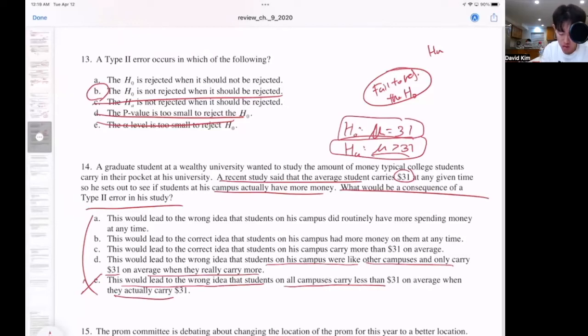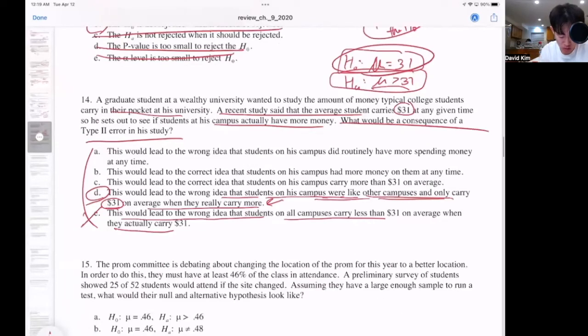Campus carry more than the study amount. According to the recent study, the average student carries $31. So this will lead to a wrong idea, right? A wrong idea that the students on this campus were like other campuses and only carried $31, in which we believe that the null hypothesis is true. But in reality, they actually do carry a lot more money. Okay, 14 should be D.